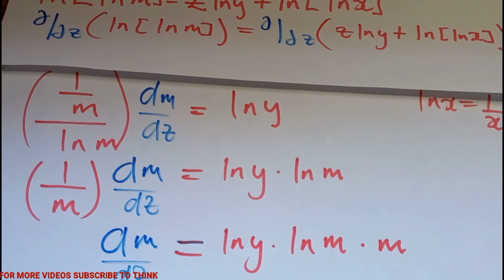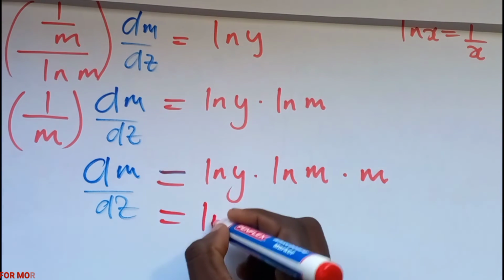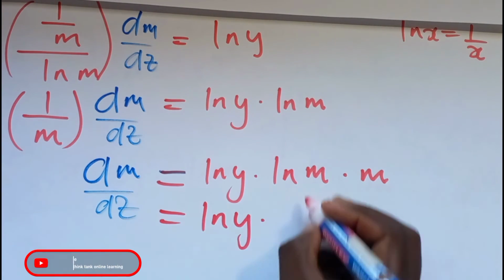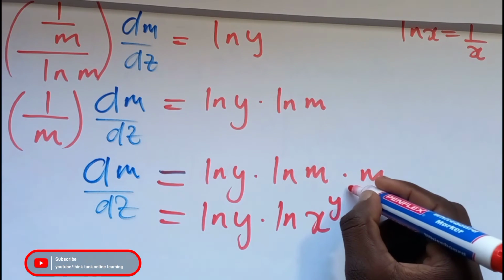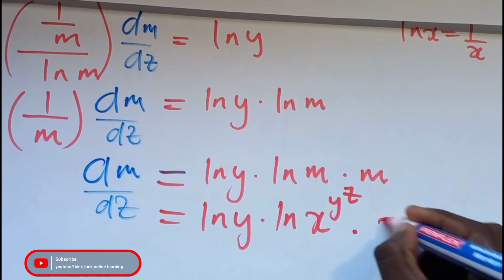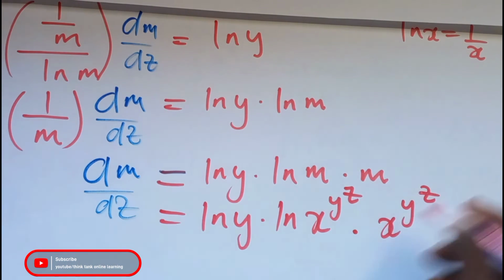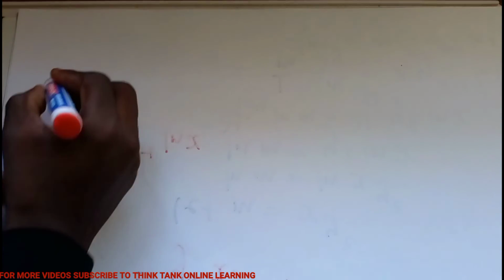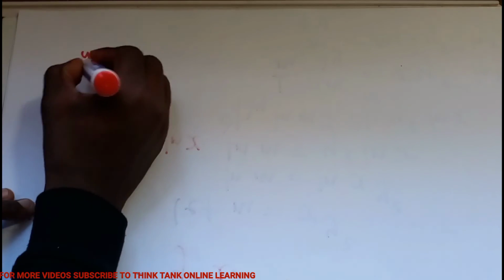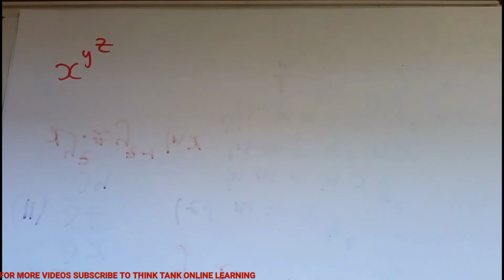We're just left with substitution. So I'm going to say ln y. What is ln m? It's ln of x to the power y to the power z, times x to the power y to the power z. As you can see, this is the final answer. Instead of writing x to the power y to the power z, there are many ways, but this doesn't matter because the value of this function will remain the same. But if you want to look like a genius or not, I don't know, but this doesn't matter.